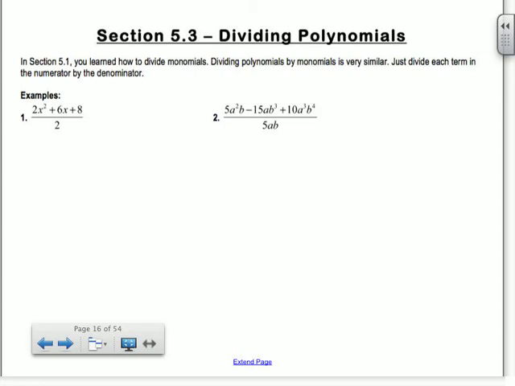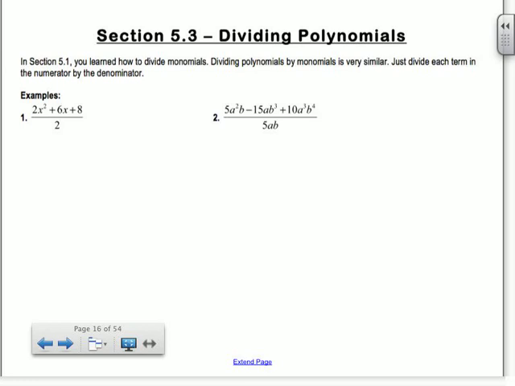All right, so we're going to learn how to divide. We talked about how to divide just a monomial by another monomial in section 5.1. Those were the crazy ones where you had like 10x squared y cubed over 5x to the negative 4 y to the fifth. So we already learned something like that, monomials divided by monomials. Now we're going to learn how to divide by polynomials, so multiple terms.